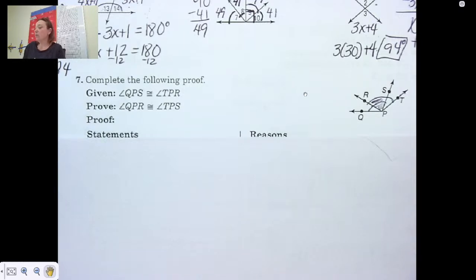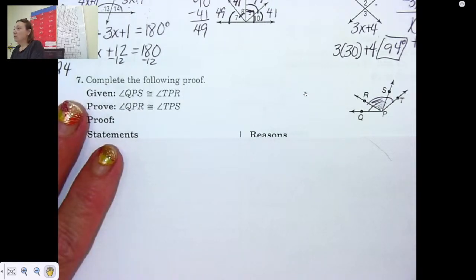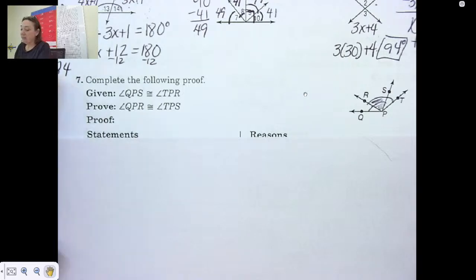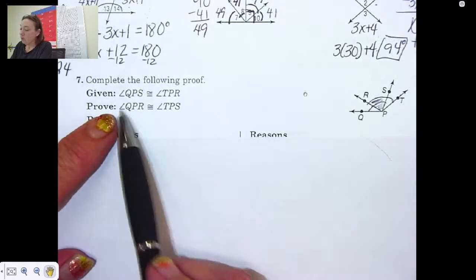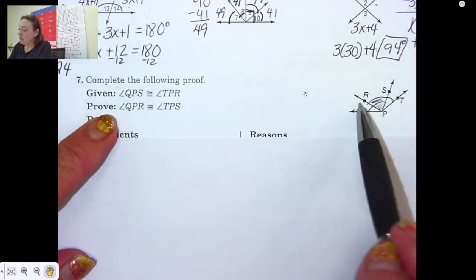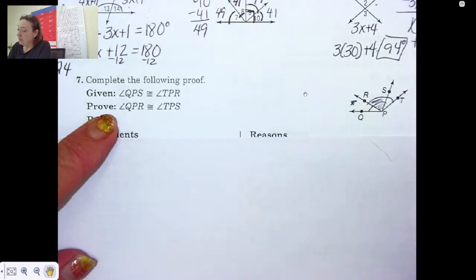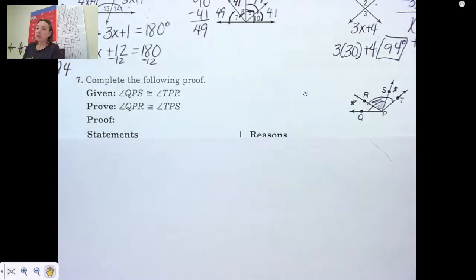Do y'all remember I was talking about the reflexive property and how RPS has to be the same as RPS no matter which shape it's in? Remember I was discussing that? Now, they actually didn't include that in this proof. I would have if it had been me, but they didn't. But that's okay. Our goal is to prove that QPR, that's this one, is congruent to TPS. That's that one. So we have to prove that they are congruent. Now, your brain has already jumped to that they are, right? We're just walking down the steps that your brain's already gone through.